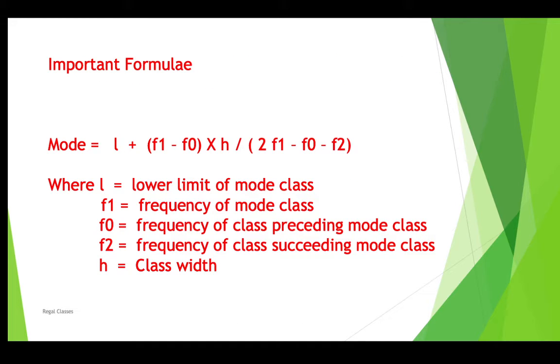The formula for mode is L plus (f1 minus f0) multiplied by h, divided by (2f1 minus f0 minus f2), where L is the lower limit of the mode class, f1 is the frequency of the mode class, f0 is the frequency of the class preceding the mode class, and f2 is the frequency of the class succeeding the mode class. Succeeding means after, and preceding means before the mode class. h is equal to the class width.